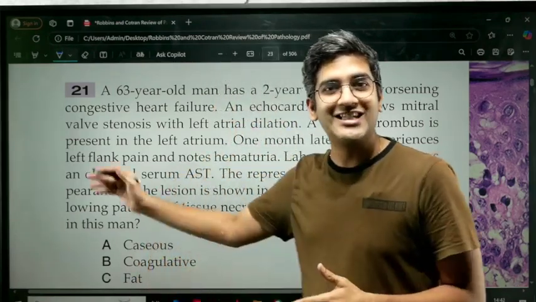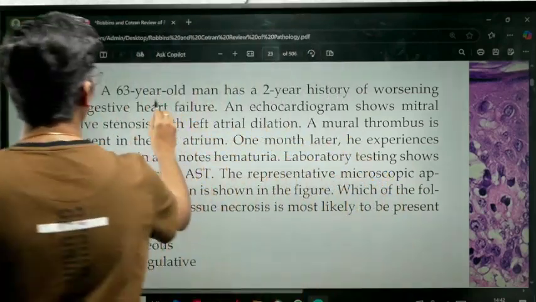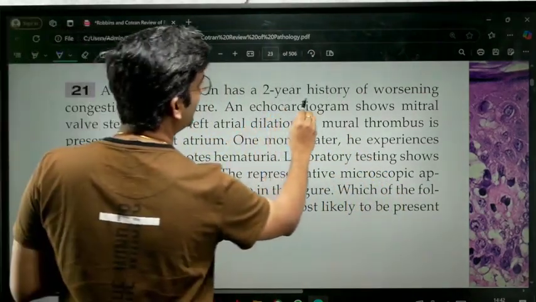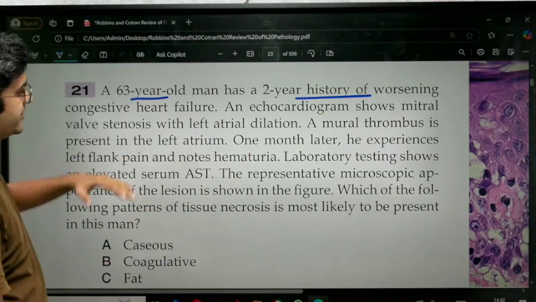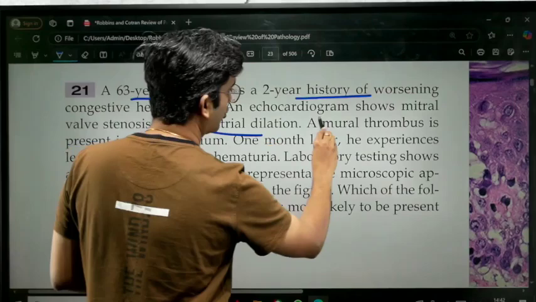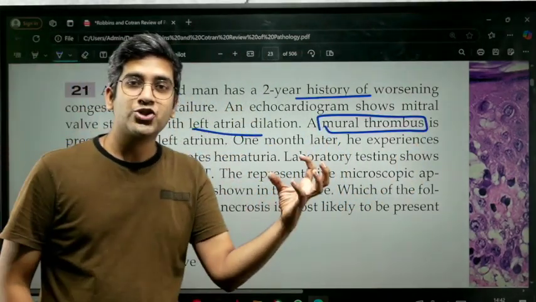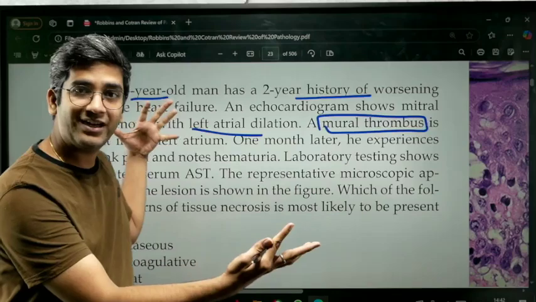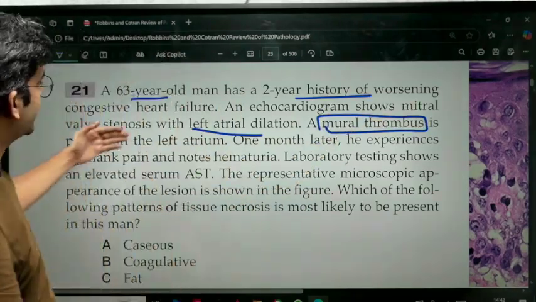Chalein, so let's discuss the first question here. So let's read the first question. It's a beautiful question. A 63-year-old man with a 2-year history of worsening congestive cardiac failure. Echo shows mitral valve stenosis and left atrial dilatation. A mural thrombus is present. Mural means muscle, right? A mural thrombus is a thrombus attached to the heart wall. Because of the dilated left atrium, the blood stasis occurs. That's why you have a mural thrombus, right? It's present in the left atrium.